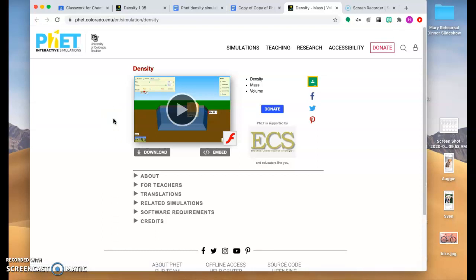There should be some puzzle pieces maybe that pop up. If you click on those and then click Allow the program to run, then it'll allow you to play the simulation. But if you don't want to figure that out, that's perfectly fine. I'm going to show you the simulation on here.